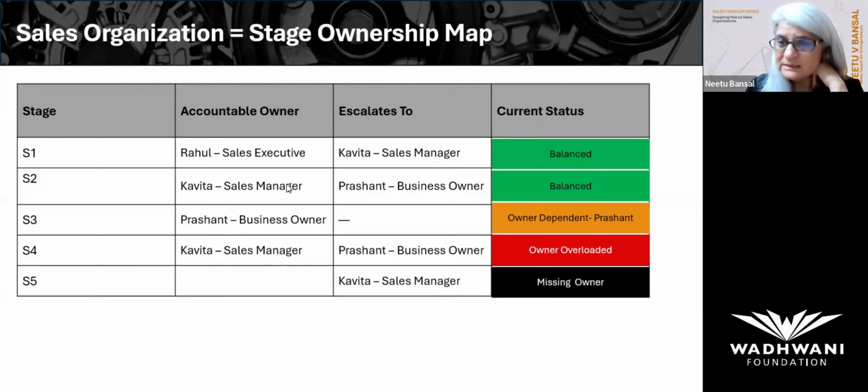This is called stage ownership. This is how you build a sales org also. There's one more beautiful way in which I build a sales org, but that's a little bit more complex, not something I can explain in 5 minutes. But you can use the same logic if you don't have sales stages, but have each person handling a complete account from lead generation to closure. Instead of stages, name the customers. So if you have 40 or 50 customers, do the same thing for those 40, 50 customers and map it, and see who's overloaded, where there is a gap, where there is balance for you.